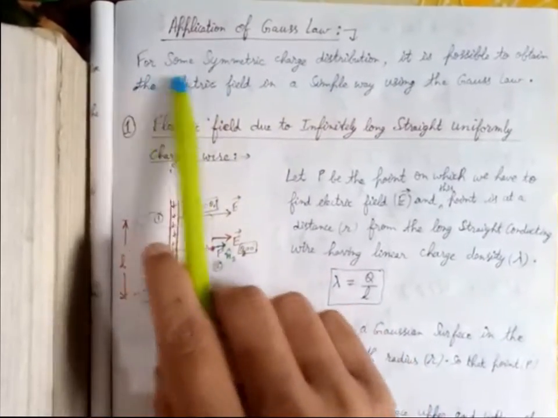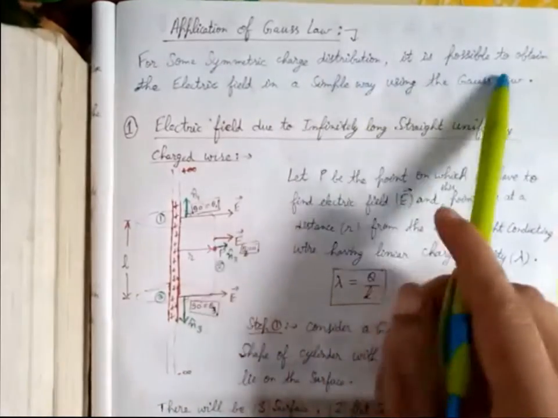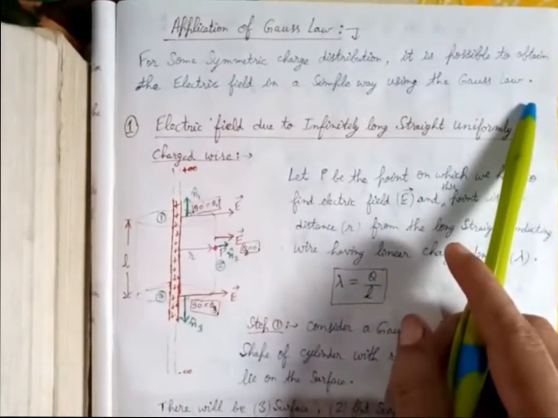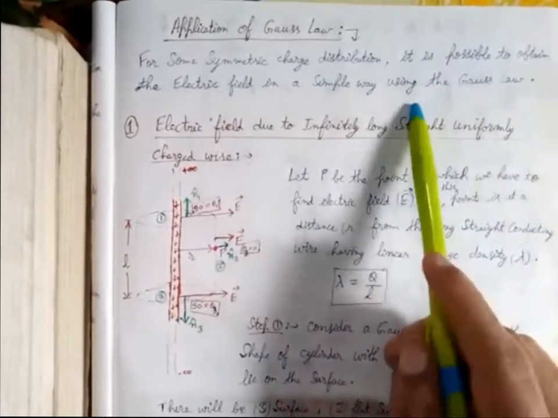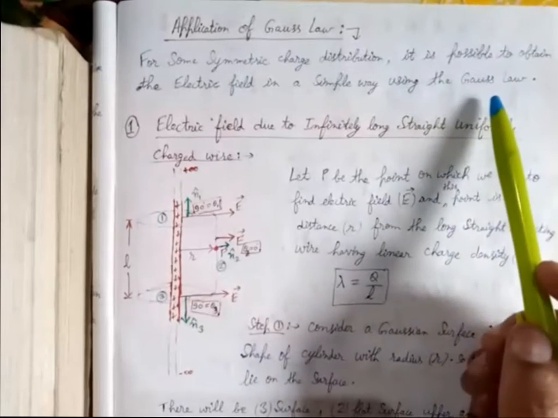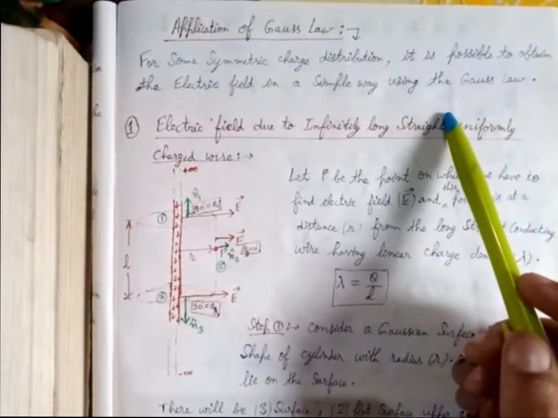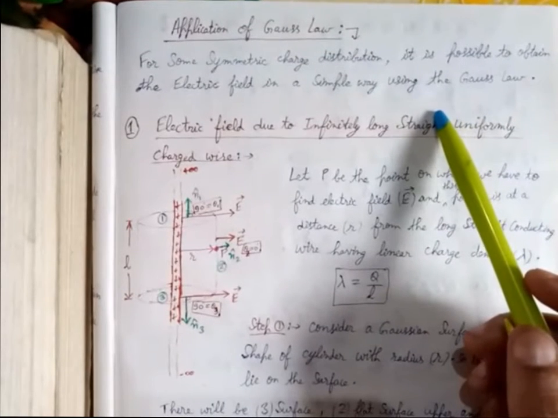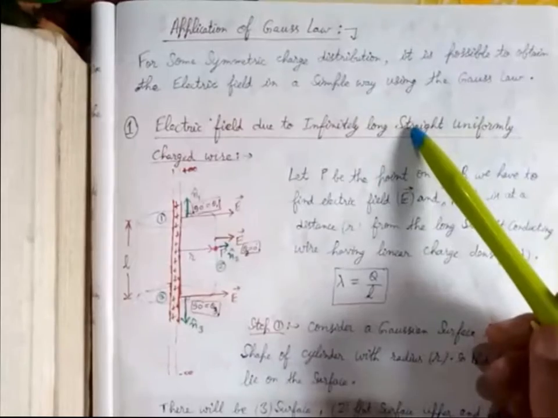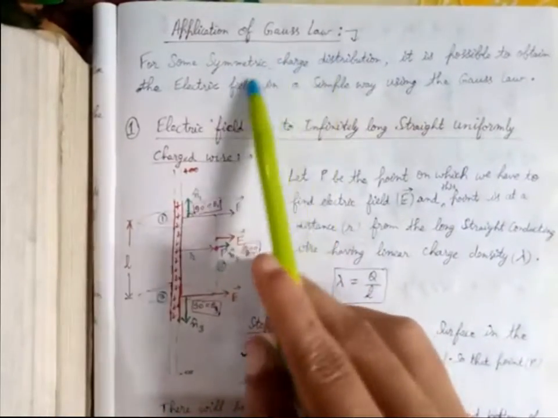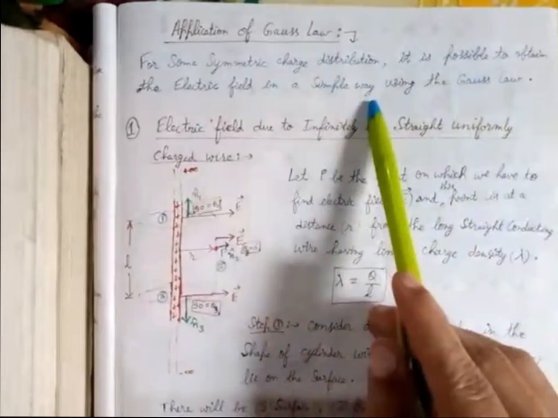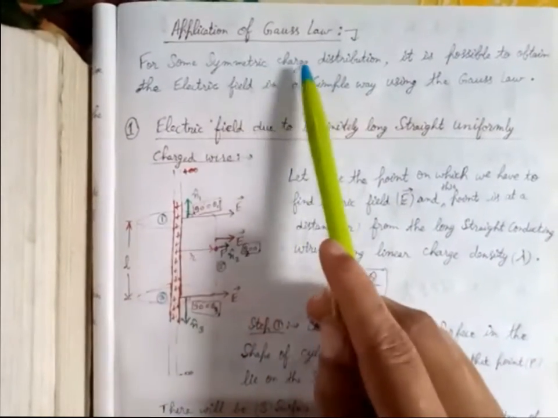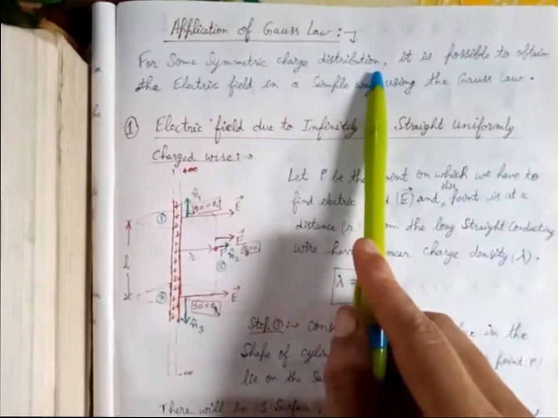For some symmetrical charge distributions, it is possible to obtain the electric field in a simple way using the Gauss law. Before this, I have told you that for a continuous charge distribution, we can find the electric field by a complex integration process. But Gauss law provides us a very simple method for finding the value of the electric field due to such continuous symmetrical charge distribution.